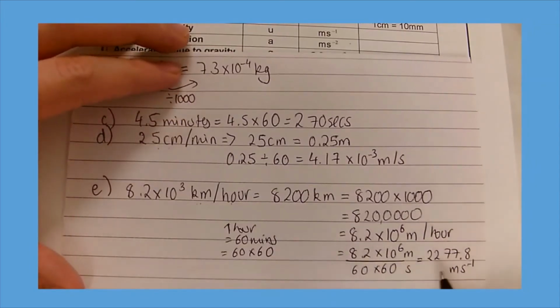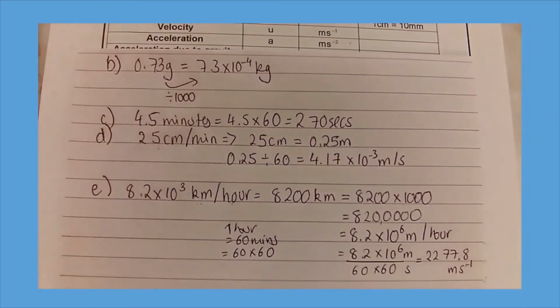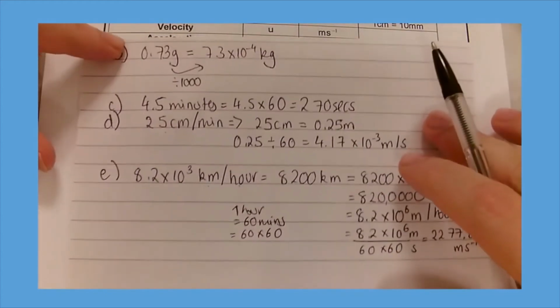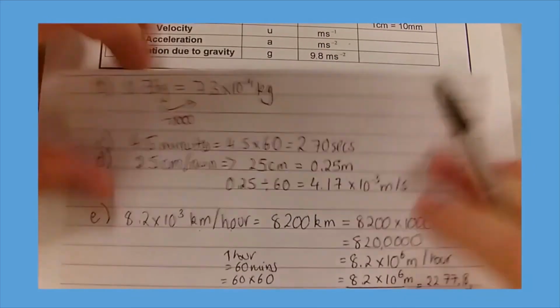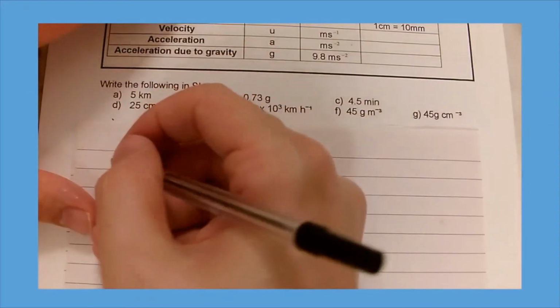And again, if you break that down, does that work? If that's meters per second, then times it by 60, that'll give you meters per minute. Then times it by 60 again, that will give you meters per hour, which is correct. Then we've got F and G. I'm going to turn over the bit of paper.